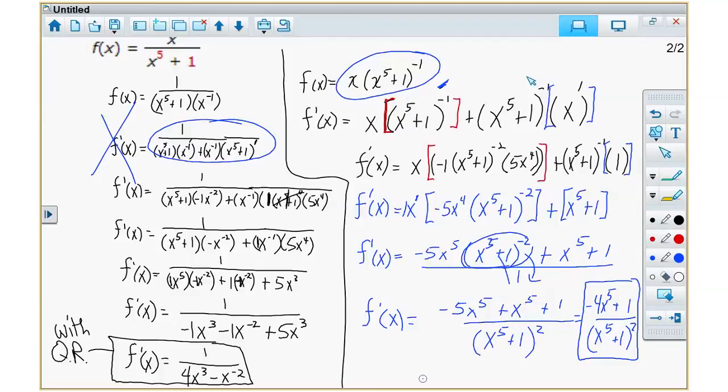Oh, let me ask you one question. Where is the actual calculus in this problem? Here and here. What else? What's left?